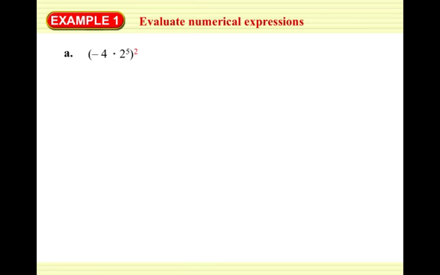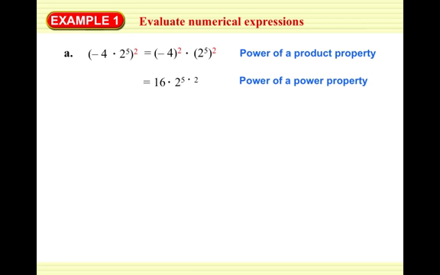All right, so for our first example, we've got the product inside parentheses, -4 times 2 to the 5th, the whole thing squared. So let's use the power of a product property, and we'll raise each of the factors to the second power. So we'll have -4 squared times 2 to the 5th to the second power. Well, -4 squared is 16. For the 2 to the 5th to the second power, we have a power to a power, and so we multiply our exponents together. And so we're going to have 16 times 2 to the 10th, and 2 to the 10th times 16 is equal to 16,384.